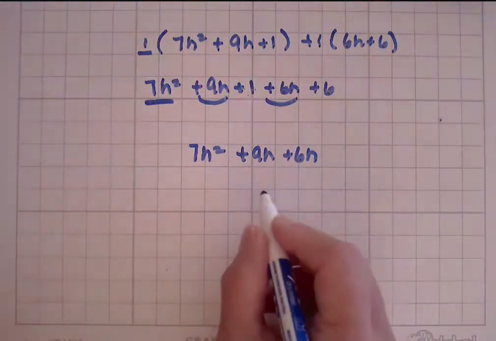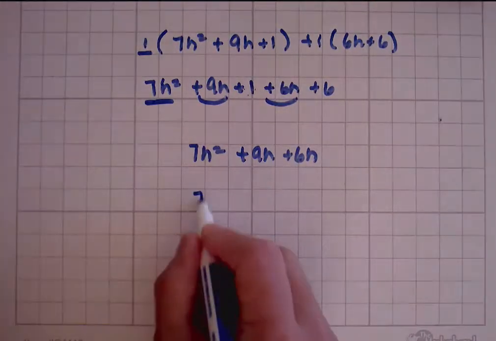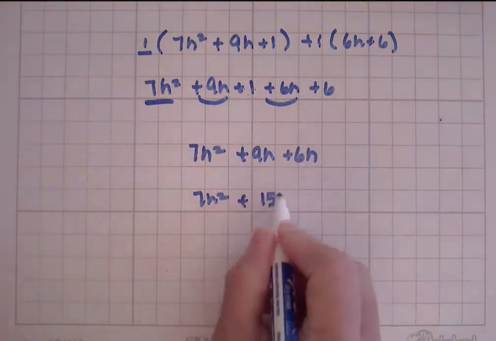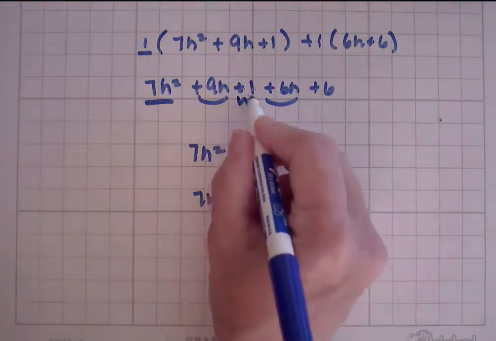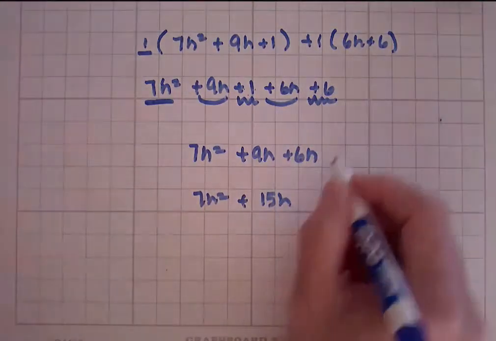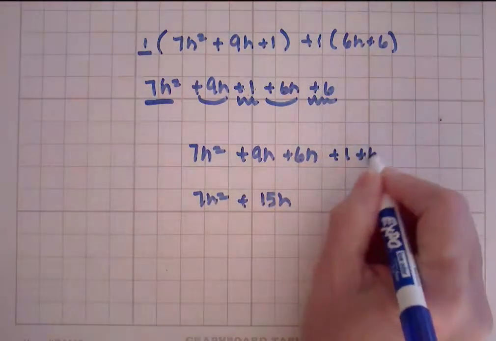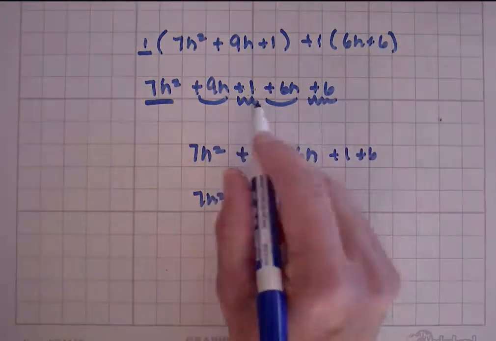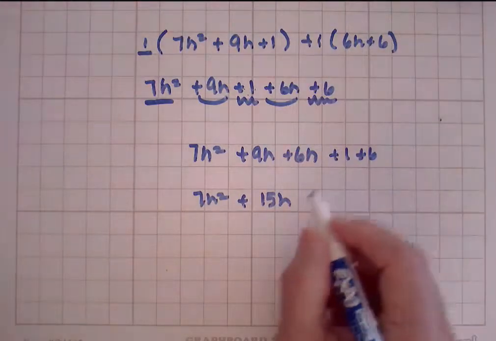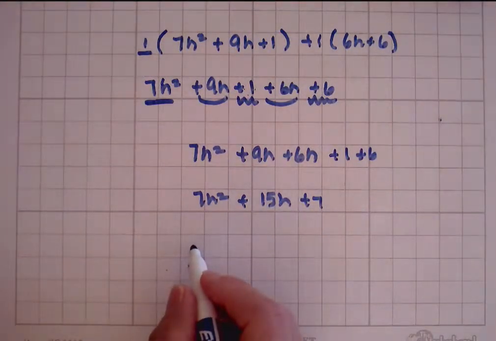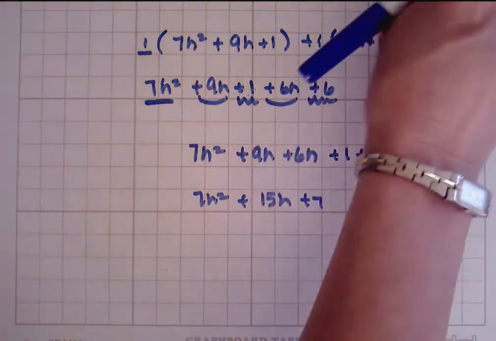If I want to combine those right now, let's bring the 7h squared down. 9 and 6 is 15, and bring our h along with it. And then I have two numbers without variables. They're constants, 1 and 6. Again, I keep the sign with the number, so the plus sign stays with the 6, the plus sign stays with the 1. 6 and 1 is 7. And I've simplified, or I've combined those polynomials.